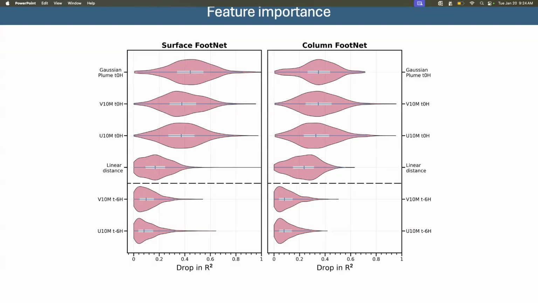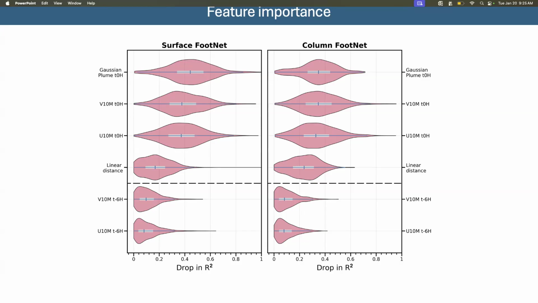And talking about feature importance, I did some permute and perturb tests. How that works is, within a given sample, we shuffle one feature at a time. For example, if I have 8 examples, I took the Gaussian plume from the first example and randomly assigned it to example number 5, the Gaussian plume from example 2 to example number 6, and the Gaussian plume from example number 3 to example number 1, and so on.